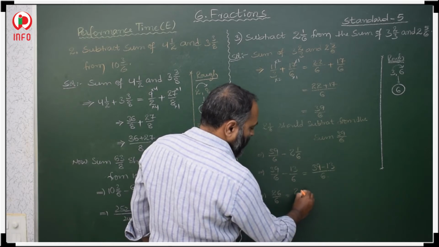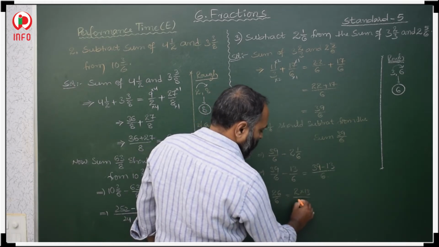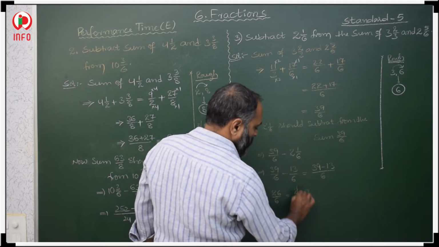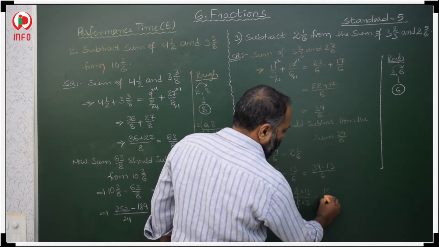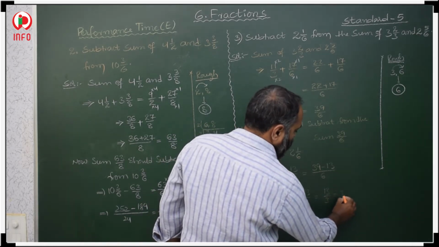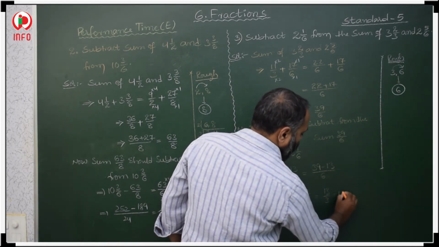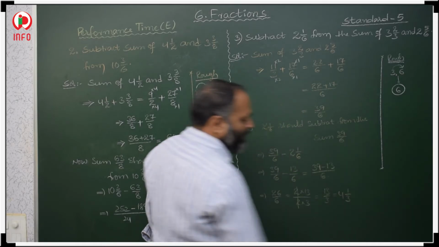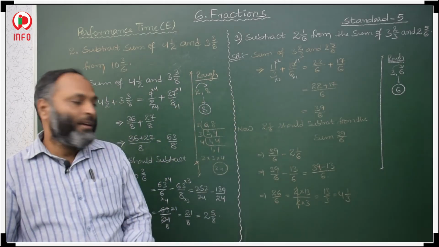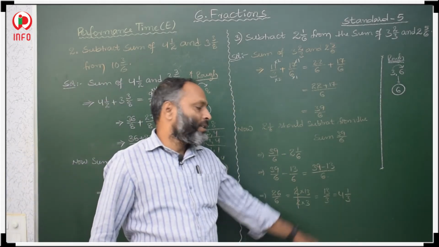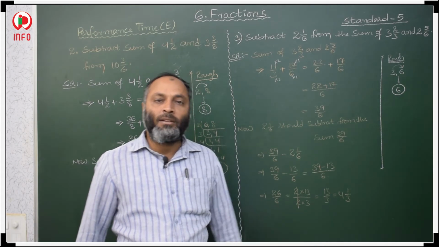26 means 2 13s are 26, 2 3s are 6. 2 2 cancel. 13 by 3 means 4 1 by 3. It is a mixed fraction. So, this we have to convert into mixed like this. This is our answer.